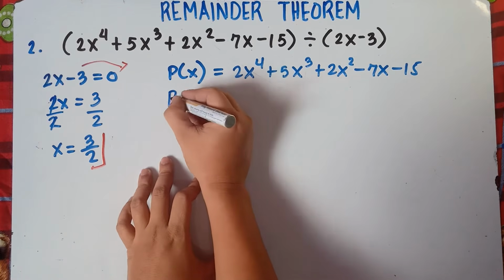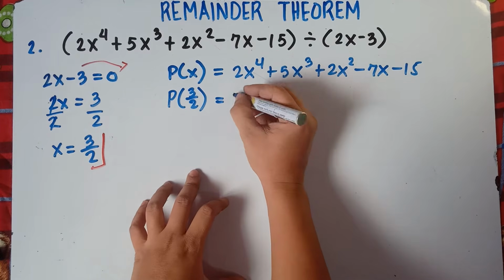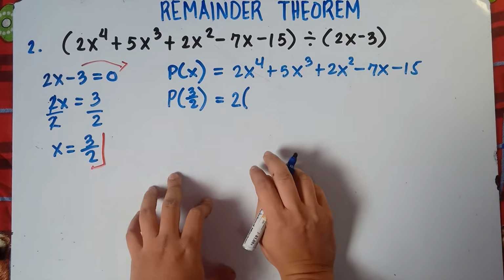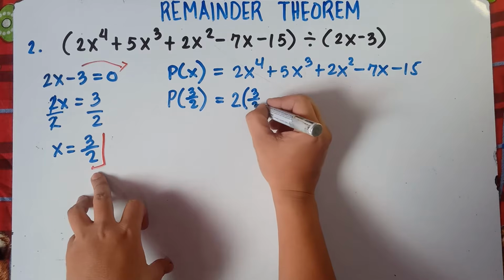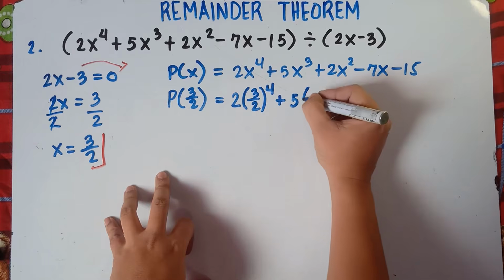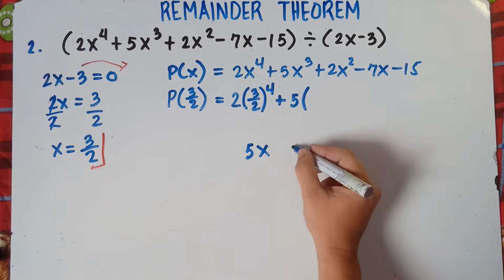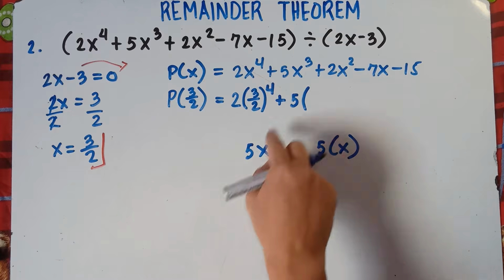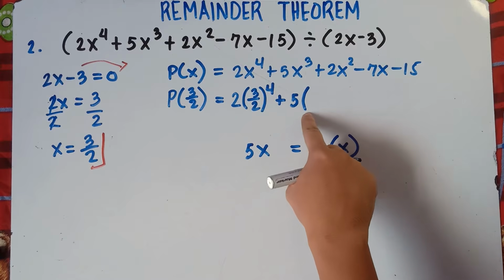So copy p of 3 over 2 equals, copy 2, then your x is 3 over 2. You put parentheses. Once again class, you put parentheses, then copy x. Your x is 3 over 2 raised to the power of 4, plus 5. Once again, you put parentheses. You will be asking, sir, why do you put parentheses? Because 5x is just the same as 5 times x. That's why if you have 5x, you can write this as 5 times, and your x is 3 over 2.